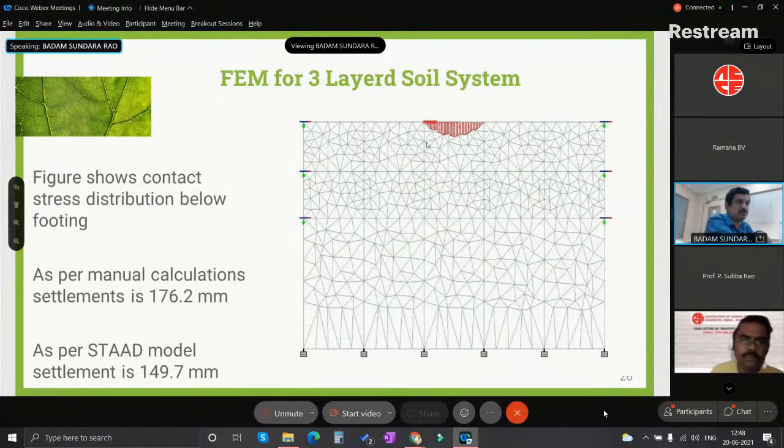That is the settlement below the soil mass, that is, below the footing. This comes to be 149.7 mm. The difference of 25 to 26 mm is there. But once we apply the rigidity factor, for this model it will not consider the depth factor. That's why we compare this settlement value with respect to non-application of the depth factor. Once we apply this depth factor here, it comes to about 140, 143 mm.